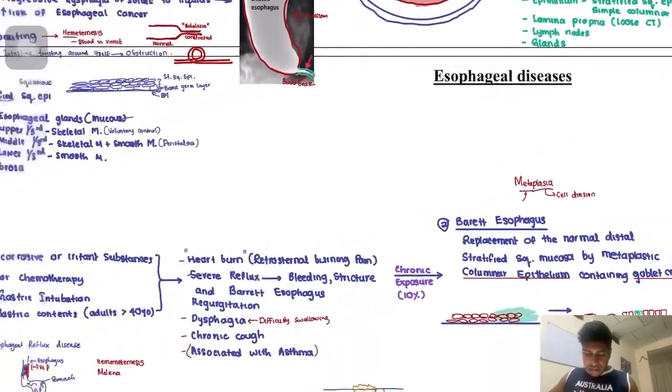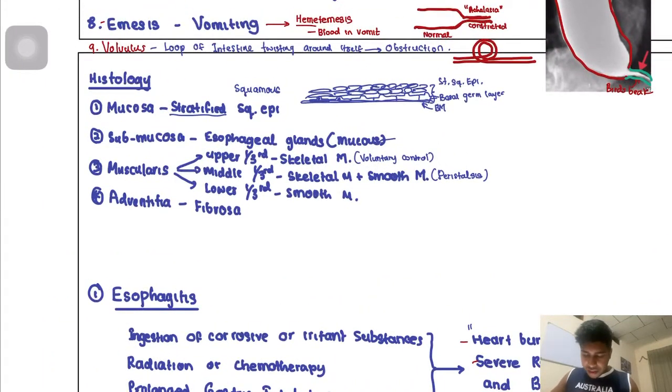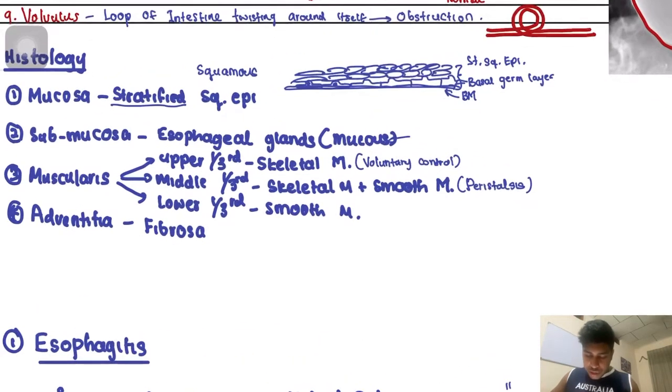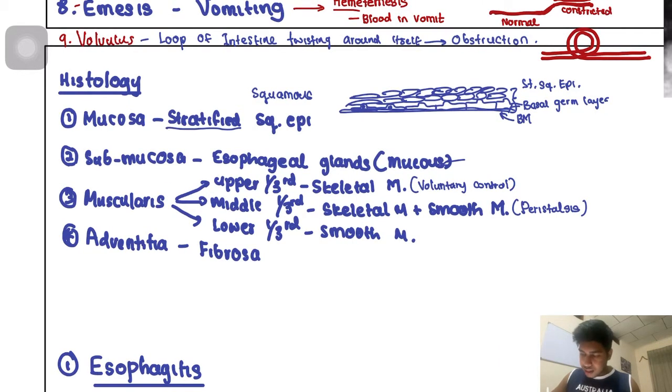Next, I'll start off with the esophageal diseases. First, I'll talk about the difference in the histology. First, the mucosa is a stratified squamous epithelial layer. So what is stratified squamous? It's several layers, not just one layer of squamous epithelial cells. You can see it drawn here.